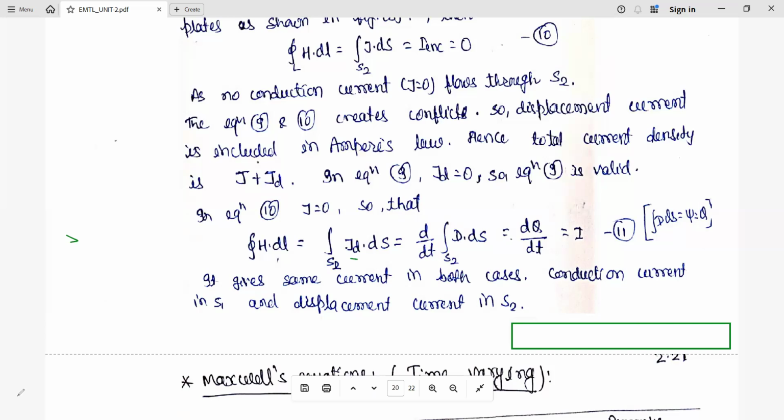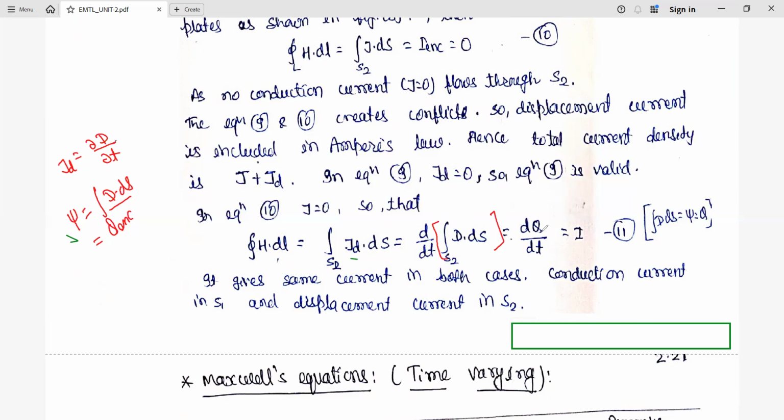JD is written as ∂D/∂t, so that is being replaced here, and the integral of D·dS. From the earlier Gauss law, flux is the integral of D·dS, and this total flux is the charge enclosed. So finally, the integral of D·dS is going to give us the total charge enclosed, that is Q. So it's going to become dQ/dt.